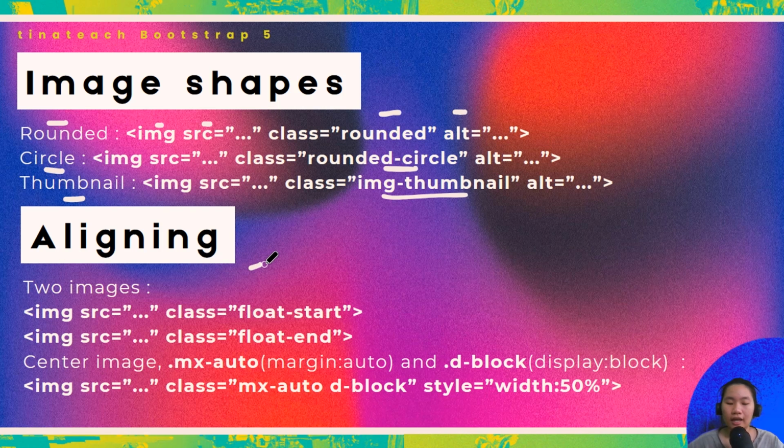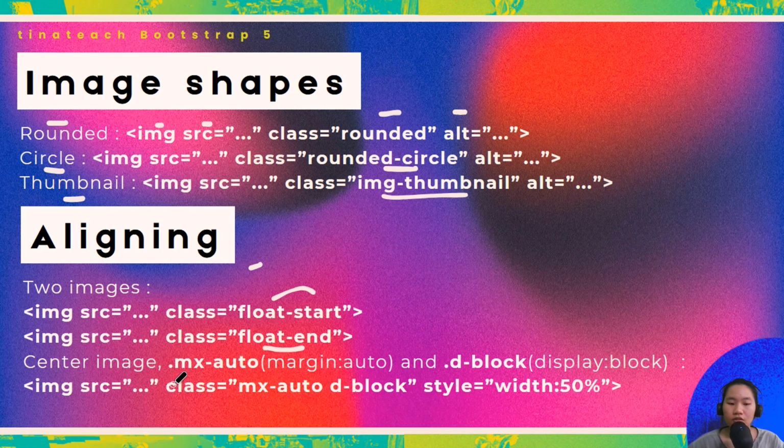Next up, aligning. We're going to work on aligning 2 images, and you can certainly use float start and float end. Now, the float keyword here may sound very familiar to those who have brushed up a little bit with CSS. If you remember, you can actually float an image left or right as a way of positioning them. And it works similarly here in Bootstrap. If you float start, it goes to the left, float end, and it goes to the right.